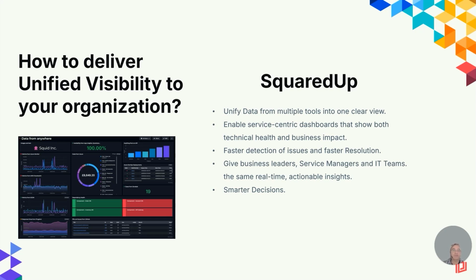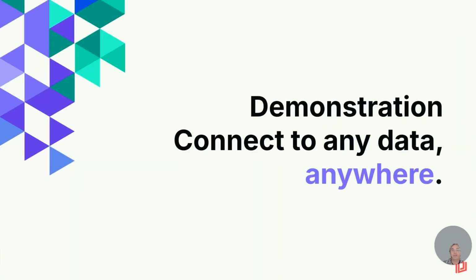When an issue does occur, the single pane of glass means engineers don't waste time switching between toolsets. Everything is visible in one place. By correlating data from across systems, teams can quickly identify where the issue lies instead of chasing symptoms. And by linking system health to services, teams can prioritize fixes that matter most to the business. SquaredUp enables organizations to move from technical noise to business clarity. Let's see how we do it.